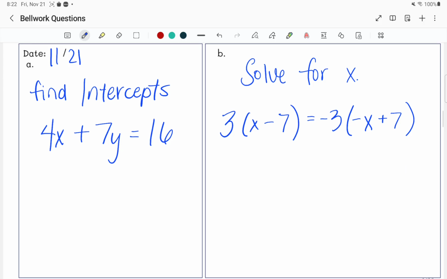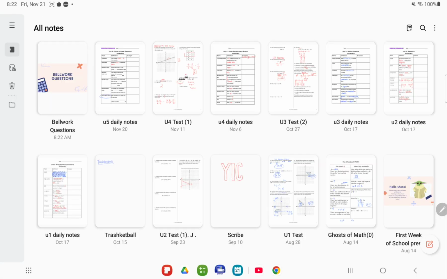This is the video for 5.3, but first, pause the video and get your bell work done, and then when you're ready, unpause, we'll go to 5.3. So, let's do it.